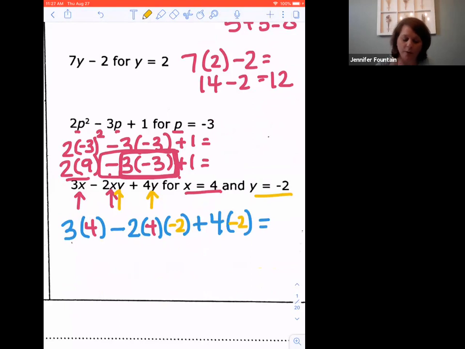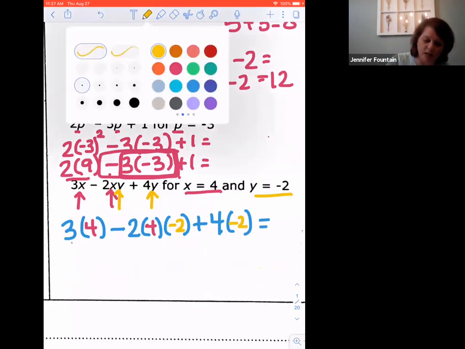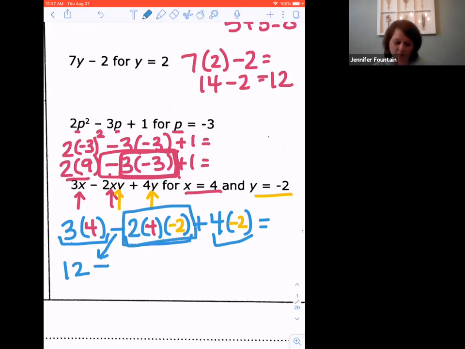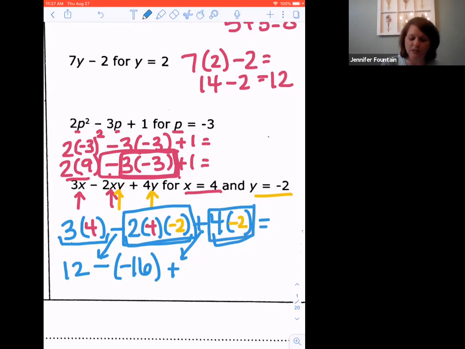Alrighty, so now order of operations tells me I'm going to be working from left to right with my multiplication. So I've got 3 times 4 here. I've got multiplication going on here, and I've got multiplication going on here. So 3 times 4 is 12. Again, I'm going to bring down that minus sign right there. So now I'm just multiplying these numbers here. So I have 2 times 4 is 8. 8 times -2 will be -16. I'm going to bring down my plus sign right here, and I'm going to multiply 4 times -2 will be -8.